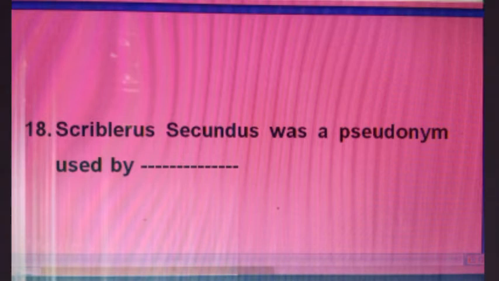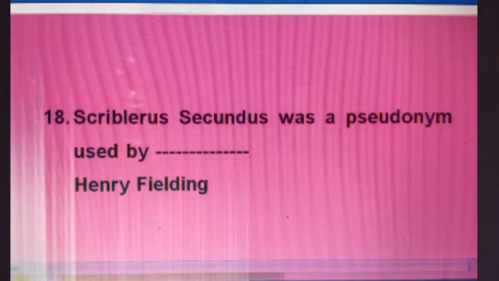Question number 18. Scriblerus Secundus was a pseudonym used by the writer Dash. Answer: Henry Fielding. Scriblerus Secundus was a pseudonym used by the novelist Henry Fielding.